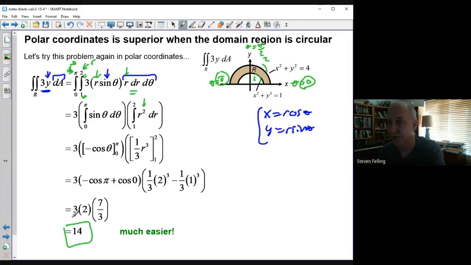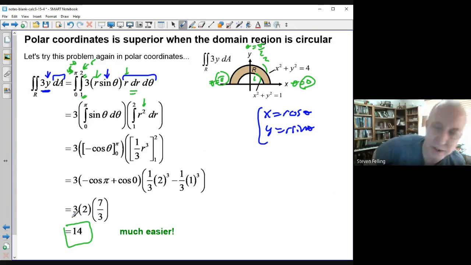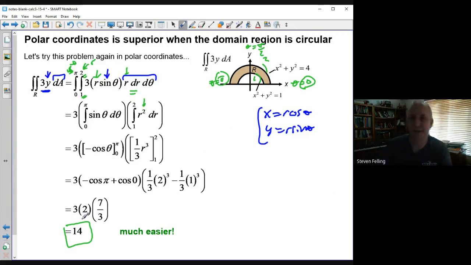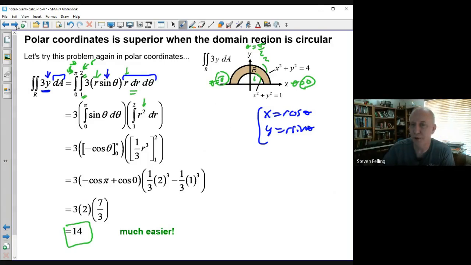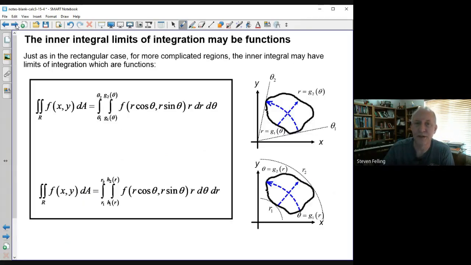And it's whenever we have circular regions, or regions where the boundaries are circles. That does happen very frequently, though, so it turns out to be a very valuable tool in certain instances. All right, so that's polar coordinates and how it can help us.